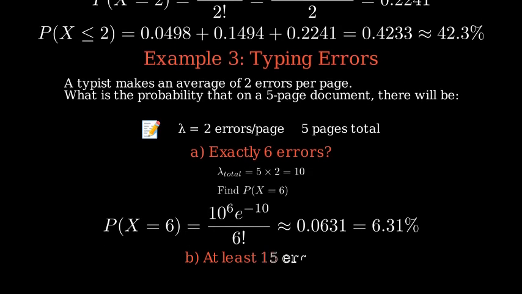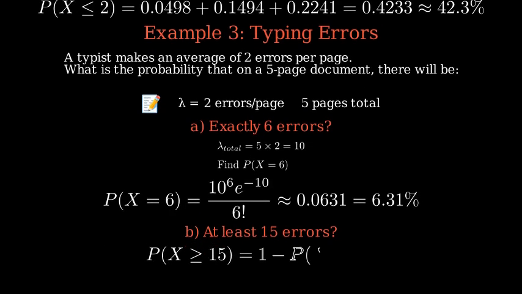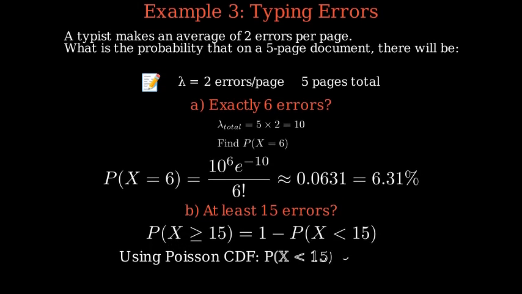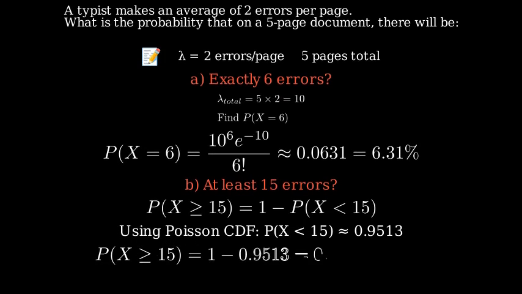B. At least 15 errors, P(x greater than or equal to 15) equals 1 minus P(x less than 15). This is a more complex calculation, but using the Poisson cumulative distribution function, we get P(x less than 15) approximately equals 0.9513. So P(x greater than or equal to 15) equals 1 minus 0.9513, which equals 0.0487 or about 4.9%.